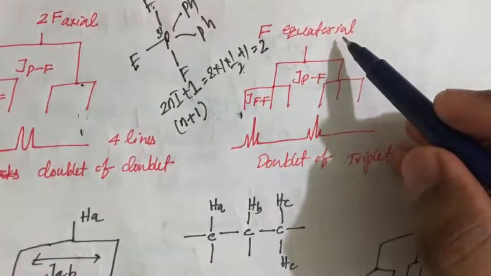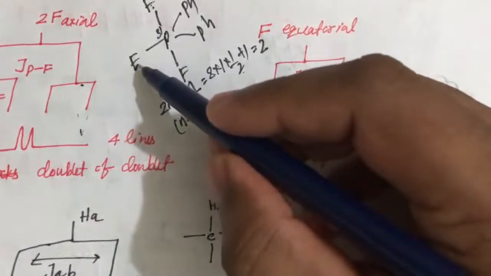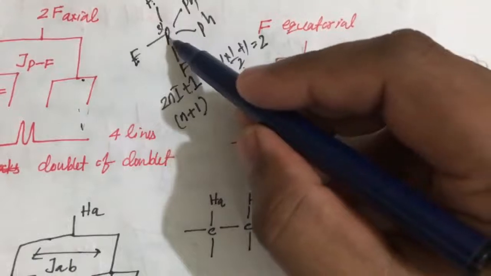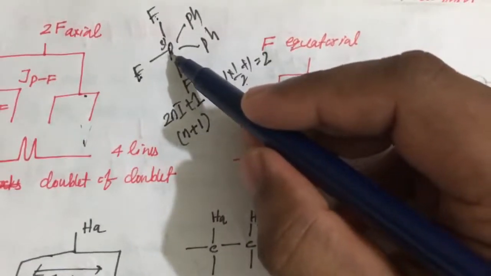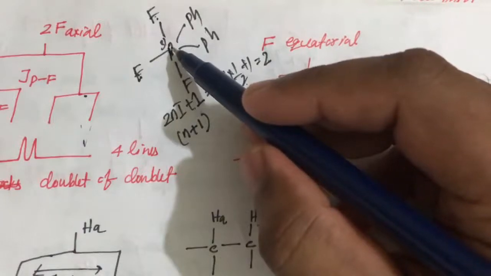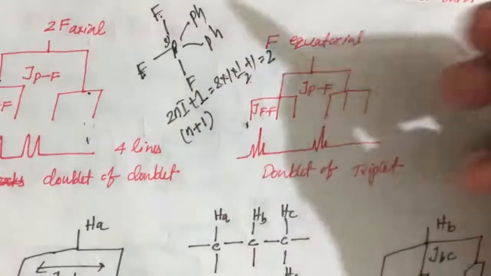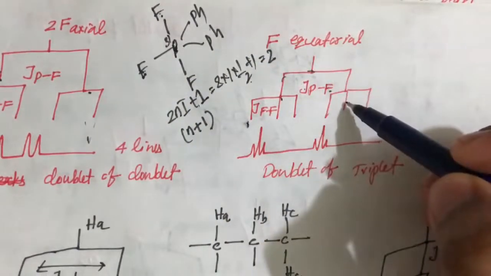This is our fluorine equatorial. So here we can have one fluorine equatorial. First, this fluorine equatorial is coupled with this phosphorus. As we mentioned earlier, phosphorus having I value half, then n plus 1, so it will split into 2. Okay, so J PF splits into 2, right?